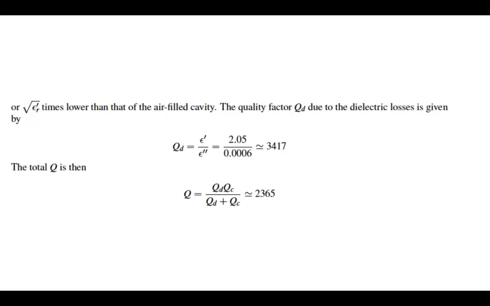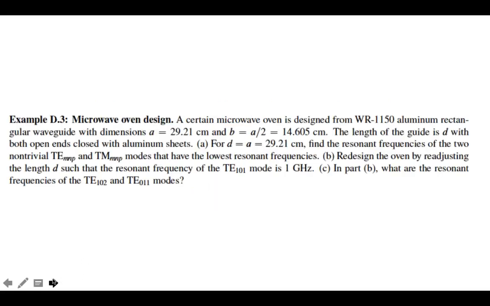We then find the total Q by basically 1 over Q is 1 over Q dielectric plus 1 over Q conducting losses. And so you have to invert that. It's kind of like resistive losses. So when you use this formula, Q dielectric times Q conductor over Q dielectric plus Q conductor, you get 2,365 for the Q of this cavity. So you can see it gets even lower when you consider the dielectric losses inside the cavity as opposed to a cavity that would be air-filled.